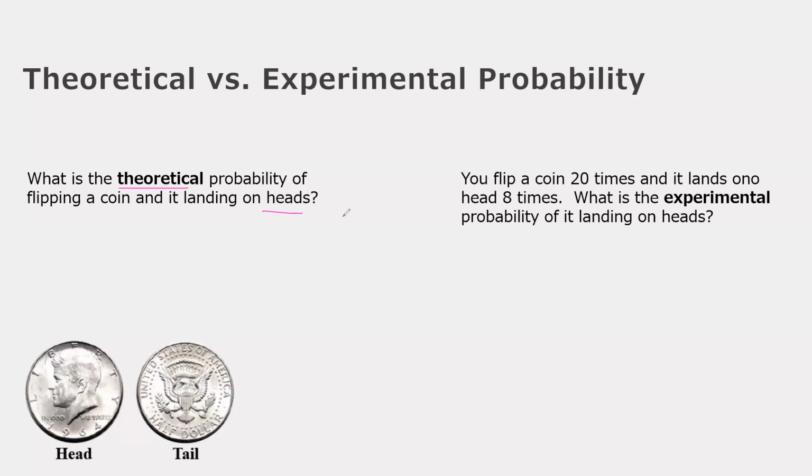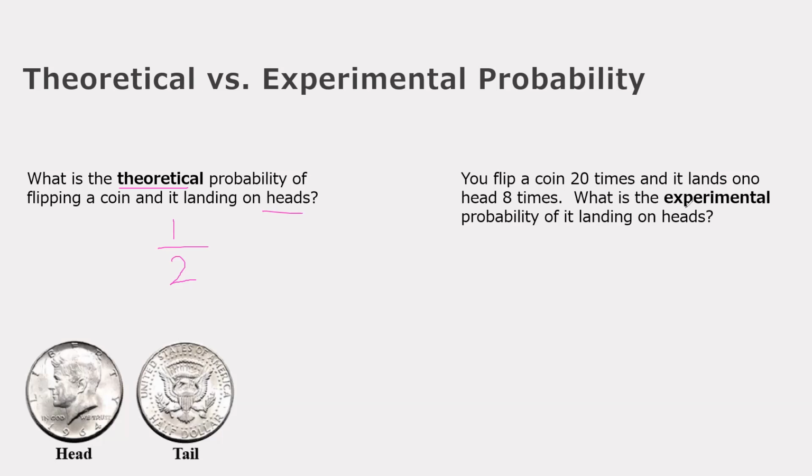So our numerator is what we're looking for the probability of, heads. Well, one side of the coin is a heads, and then there are 2 total sides of the coin. So it's a 1/2 probability, a 50-50 chance of it landing on heads. But let's look at this other question. It says you flip a coin 20 times and it lands on heads 8 times. What is the experimental probability of it landing on heads?